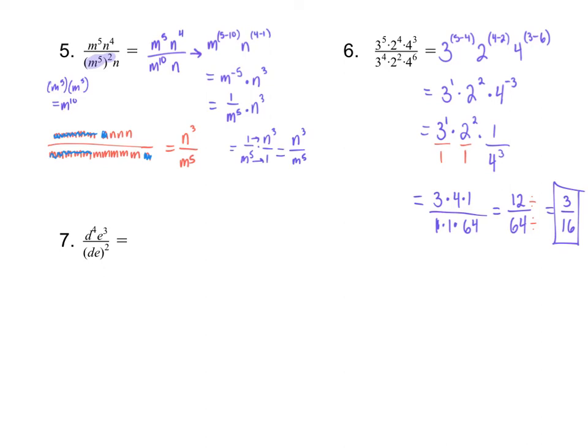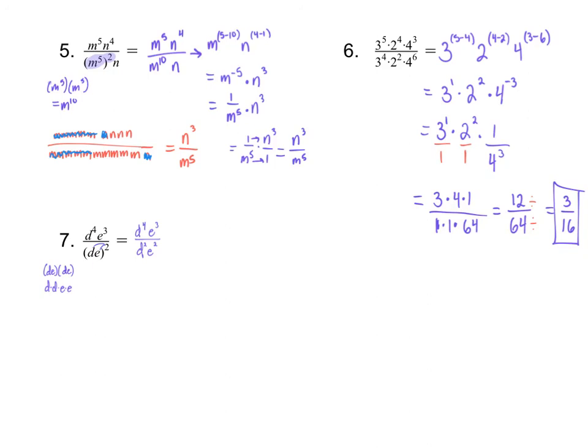All right, last one. Here we have d to the 4th times e cubed over d times e, both raised to the 2nd power. So if you've forgotten this property, since the d and the e are multiplying together, we can think of this like de squared is de times de. The commutative property lets me rearrange things, so I have d times d times e times e. In other words, each of those variables got squared. So I have d to the 4th times e cubed over d squared e squared.